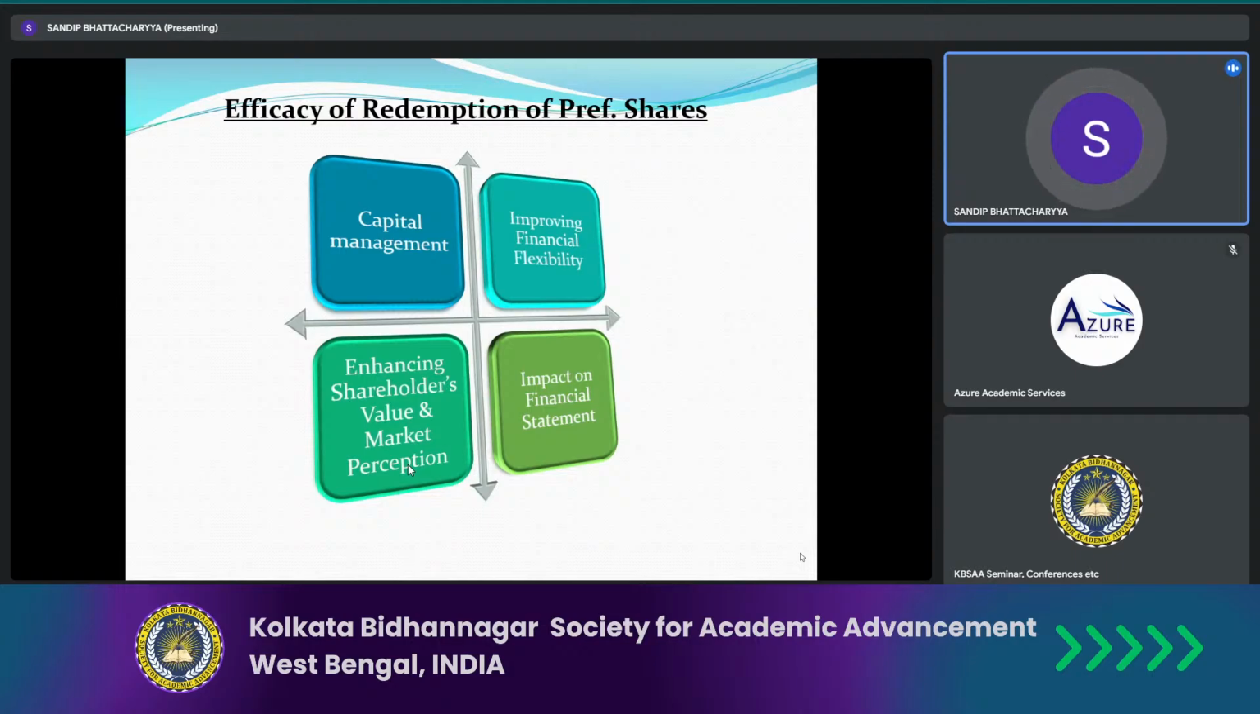So that if I am supposed to enhance the shareholder value and the market perception, it can also provide an opportunity to receive their invested capital fund. That means sometimes it may be at face value or it may be at a premium. So that this can also be done by the realizing of the investment.